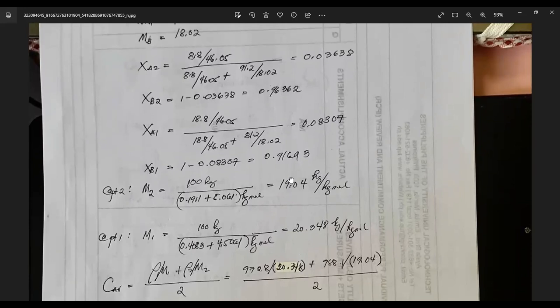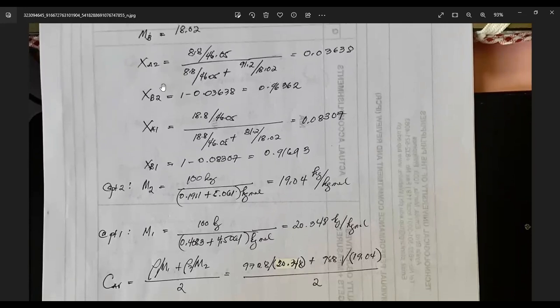Okay. So if you have your calculators with you, you can have 8.8 divided by 46.05. Can you check, and you'll have 0.1911, and 91.2 divided by 18.02, that would be this one. Okay, I solved it here, so I did not place it here.